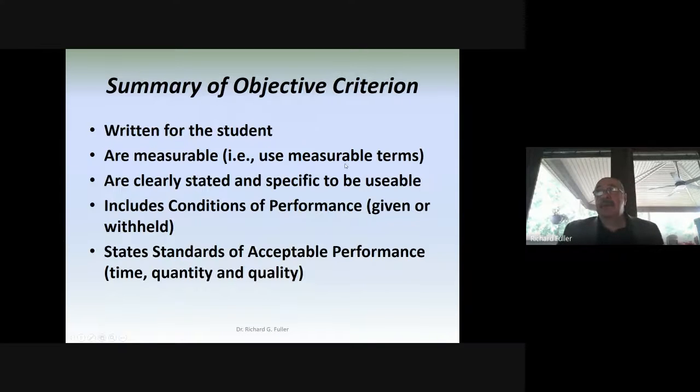Okay, so summary. They have to be written for the student. They have to be measurable. They have to be clearly stated and specific to be usable. They have to include conditions of acceptable performance, what you're giving or withholding, and they have to state the standards of acceptable performance, which is time, quantity, and quality, how well they have to be able to do something. The majority of the time, I would probably tell you that we want people to be able to do something with 100% accuracy or do it accurately, and those are how you can label that.